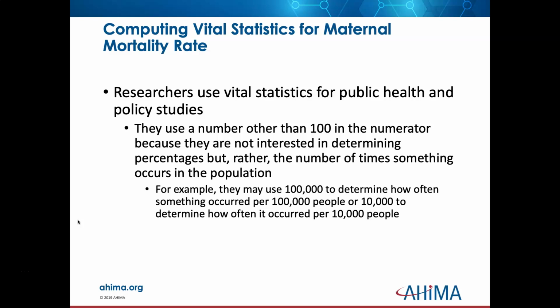Researchers use vital statistics for public health and policy studies. They use a number other than 100 in the numerator because they are not interested in determining percentages, but rather the number of times something occurs in the population. And so when you're talking about vital statistics, typically they're using 100,000. Sometimes they'll use 10,000, but usually it's 100,000.